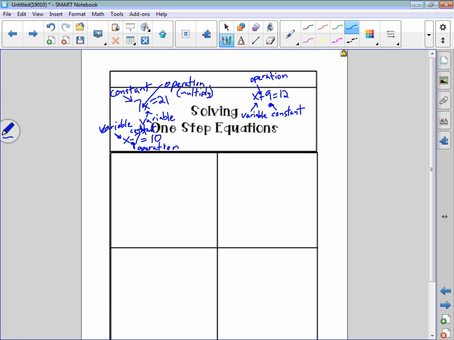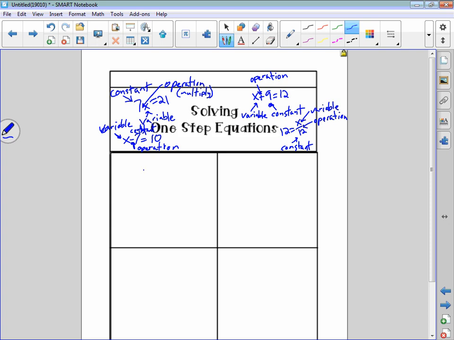Give yourself more room than what I'm giving you. I am constrained by the size of the board. Then we have 12 equals x over 12. We again have a constant, an operation, in this case division, and a variable. Give you a second more to get all of that copied down. If you need to, pause the video to write the rest of this down.